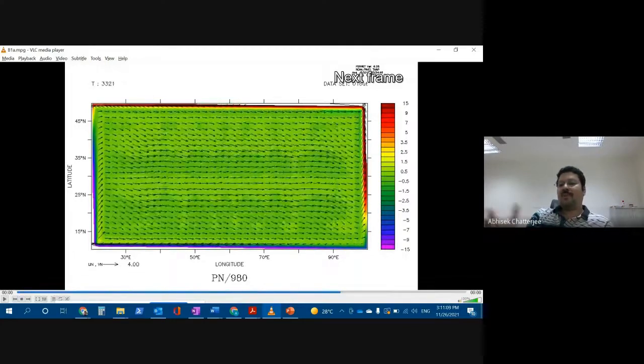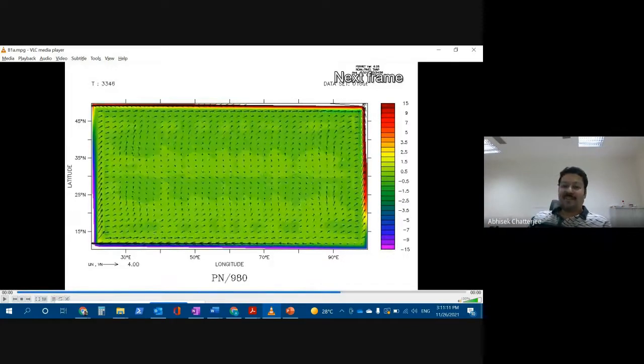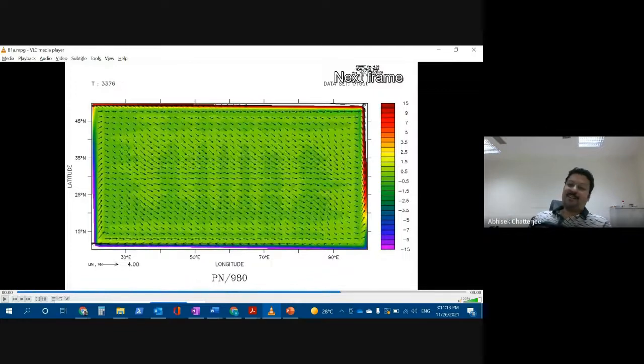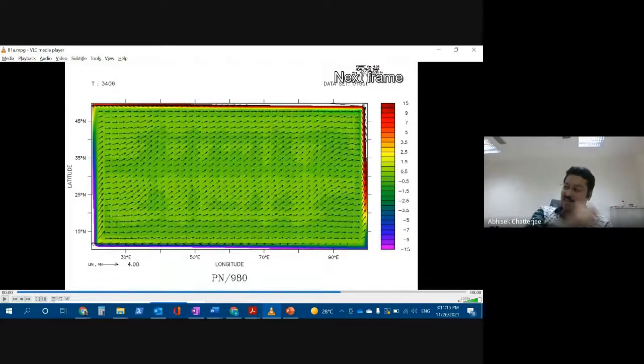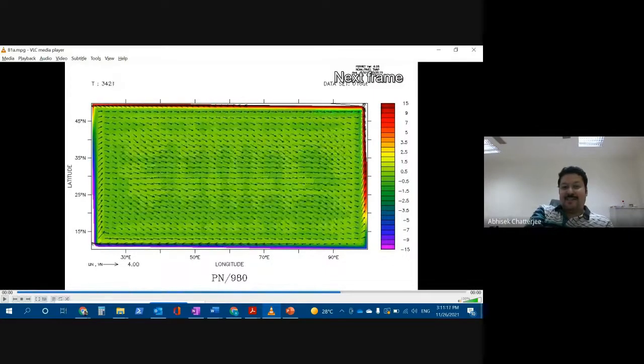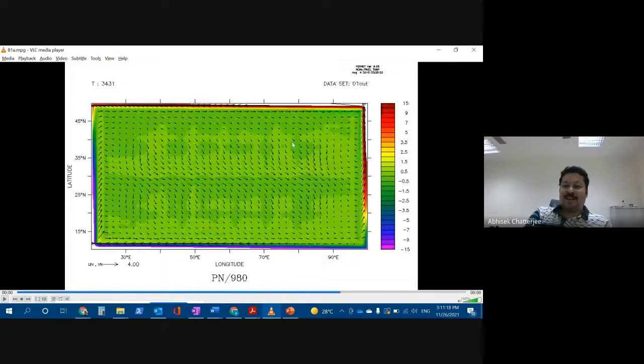Okay, so after some time things are very different. It is because of something else. And you also see a red patch here and a blue patch on this side. That is called a Kelvin wave, a coastal Kelvin wave. You must have heard of it already. Kelvin waves, Rossby waves. If not, then you will hear about those things as your course progresses.